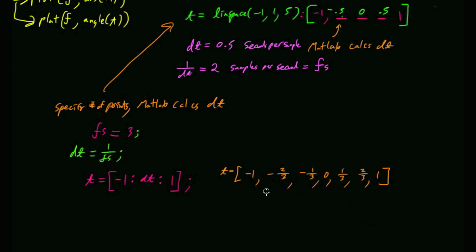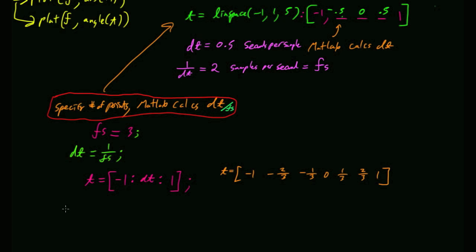Here's the key difference between these two ways, and they're both fine. Both of them created a list of times. Up here, we specified the number of points, and Matlab calculated the dt, or you could also say it basically calculated the fs. That's the same thing. Down here, it's the opposite.